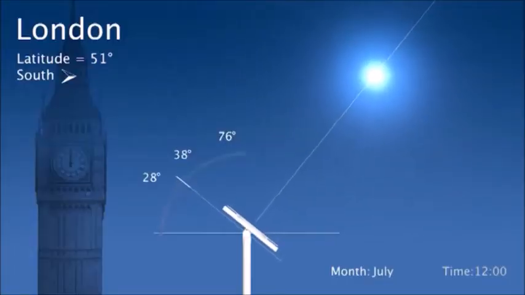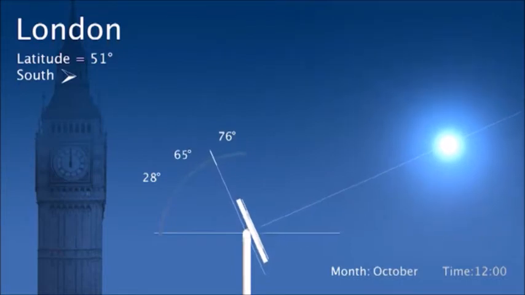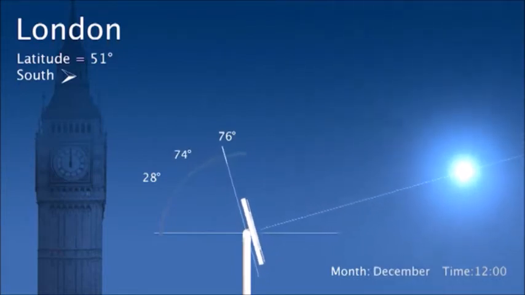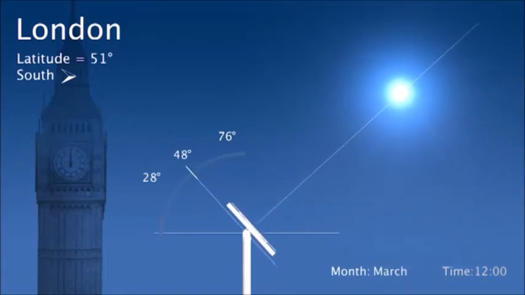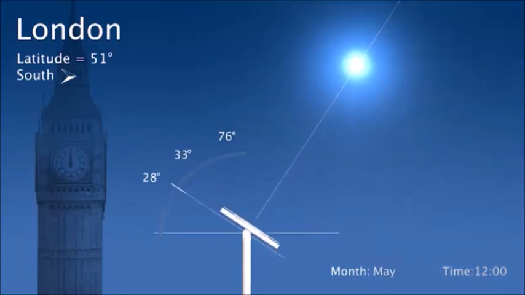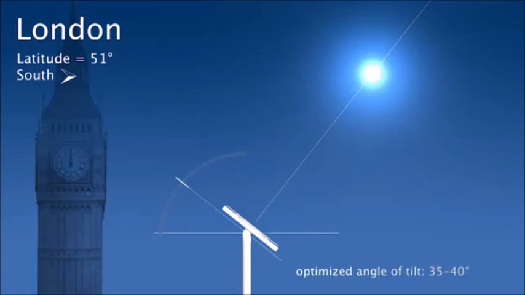London has a latitude of around 51 degrees. Consequently, the range of tilt angles throughout the year for a panel tracking the Sun varies from 28 degrees to 76 degrees. The panel in this case is oriented towards the south. The optimized angle of tilt will be 35 up to 40 degrees facing south.